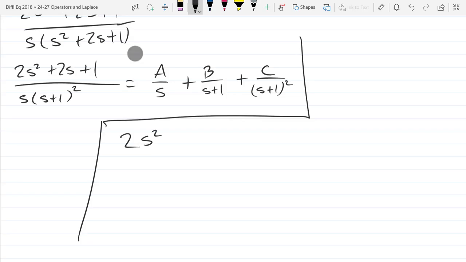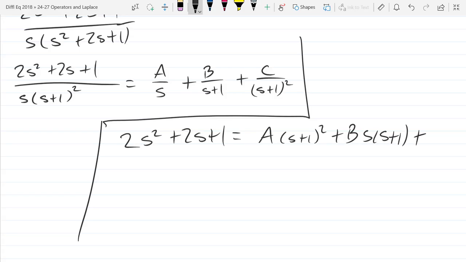So we got 2s squared plus 2s plus 1 equals a times s plus 1 squared plus b times s times s plus 1 plus c times s. All right, find a, b, and c. I think s equals 0 is a good s value, and s equals negative 1 is another good s value. All right, so find a, b, and c right now.